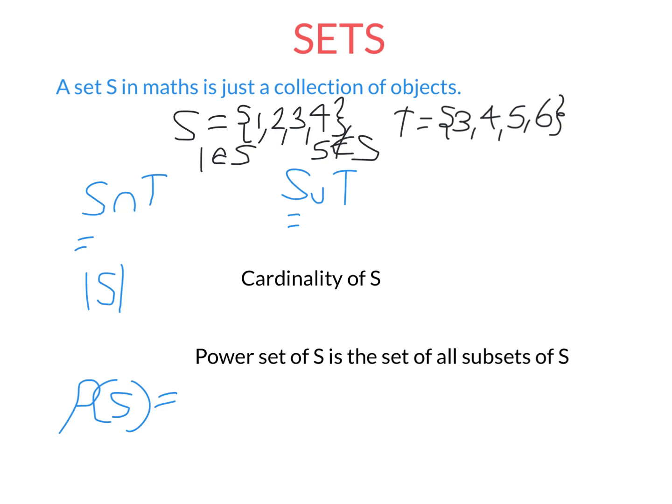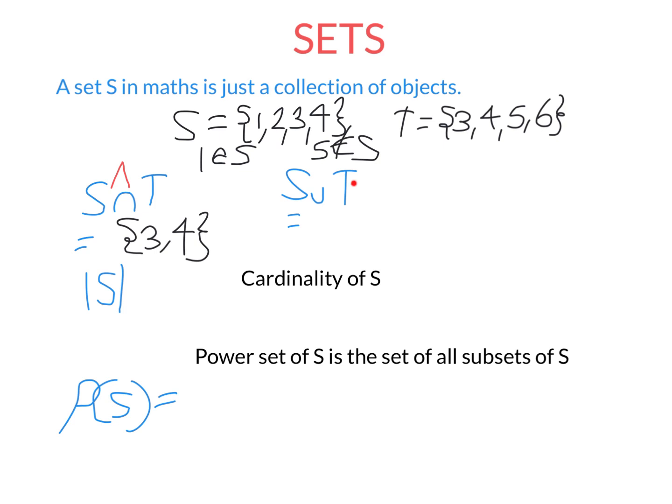So this symbol here means intersection, or "and". It's very similar to this operator we saw in logic. So S and T is the set that includes the elements that were in S, but also in T. So in this case, it's just 3 and 4.